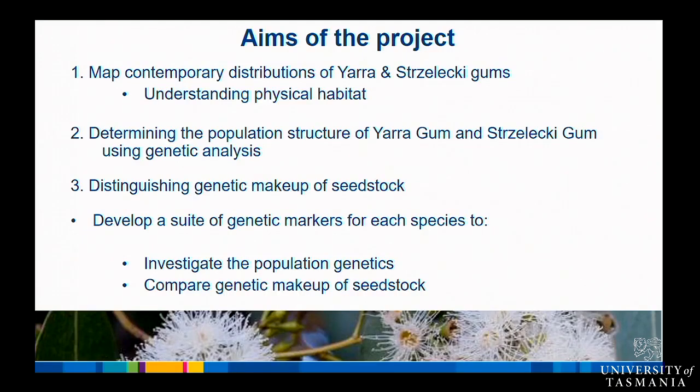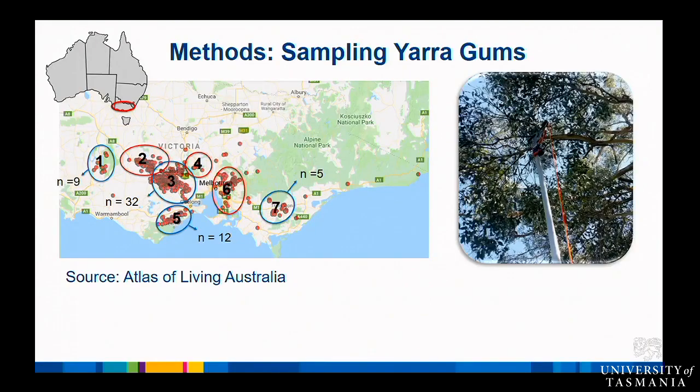Oh gosh. Okay, so again, these maps are from, I use Atlas of Living Australia to just separate them into general populations that I then sampled from. Again, sampling is ongoing.